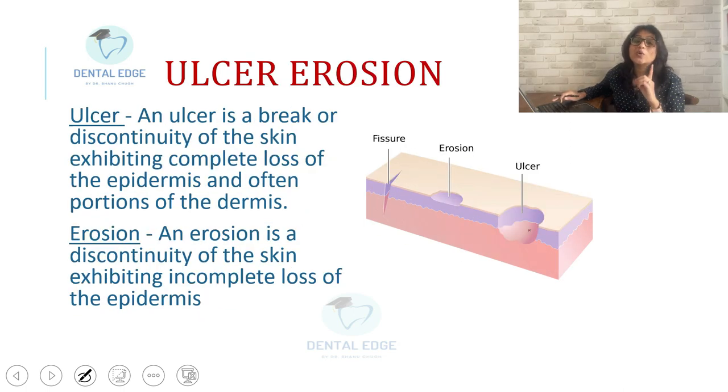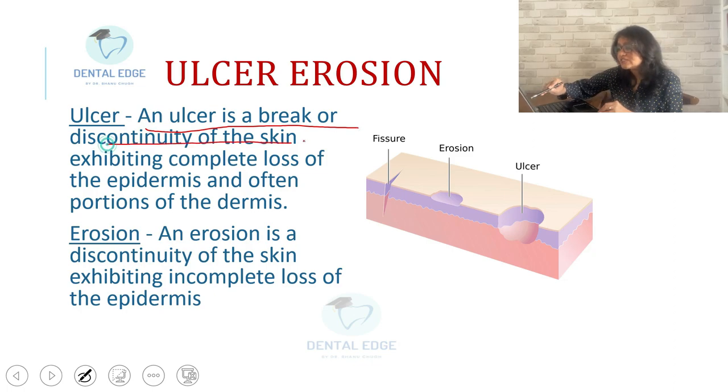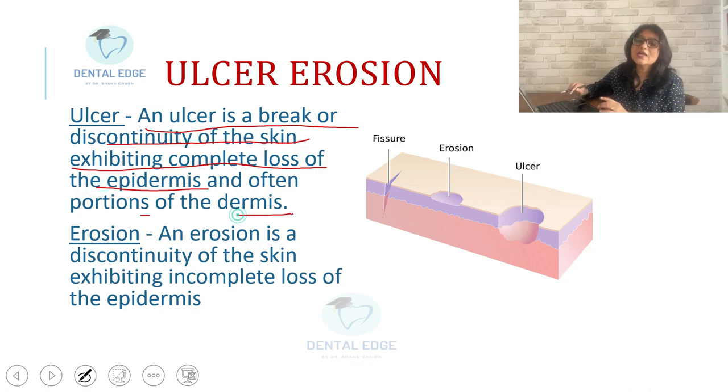Now let's see what is an ulcer and what is an erosion, right? Let's see the definition of an ulcer. An ulcer is a break or discontinuity of the skin exhibiting complete loss of epidermis, or if I talk about the oral cavity, epithelium, and often portions of the dermis. So when there is complete loss of the epithelium, a break or discontinuity in the complete layer of the epithelium or epidermis, then we call it an ulcer, right?